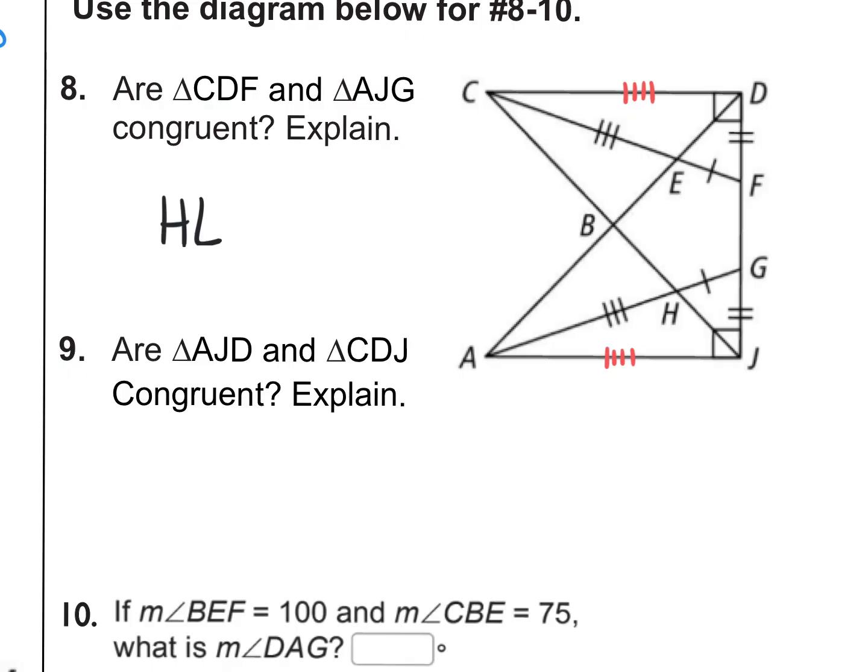Number 9 wants us to prove this triangle is congruent to this triangle. We want to know if it is or not. Okay, which one should we check first? Hypotenuse leg. Does hypotenuse leg work? What's the reason some of you are shaking your head no? Right, these lines right here are our hypotenuse. Do we know anything about them? No. So HL doesn't work.